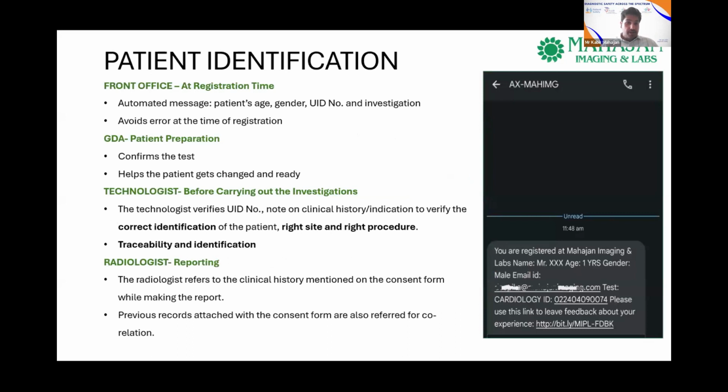Patient identification is very important. At the time of registration at the front office, we send out an automatic WhatsApp message to the patient with their age and gender. And this ensures that if there are any registration errors by our front office team, the patient can point it out to us there and then. So that saves a lot of hassle later on. Then, when the patient is being prepared for the radiology test, our general duty attendant confirms the test. Then they help the patient get ready. Then once the patient moves into the equipment room, our technologist, before carrying out the investigation, verifies the unique identification number. They also put in a note on any clinical history or any indication.